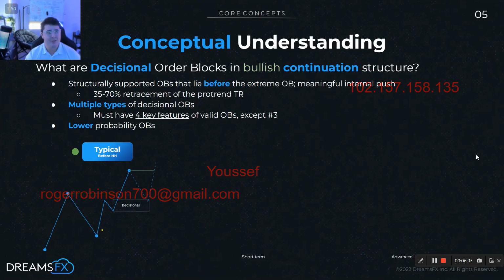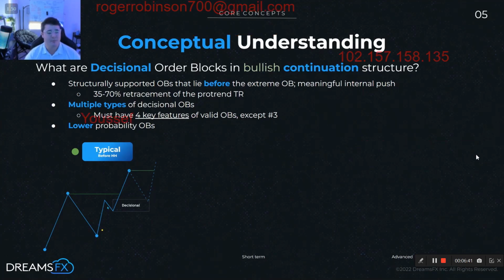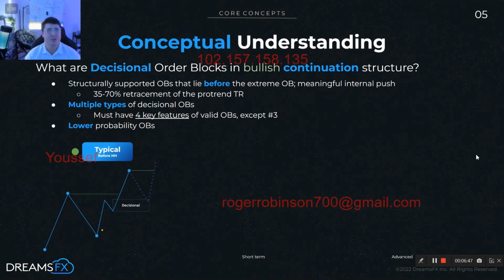Decisional order blocks: it decided to make a higher high rather than reversing. It decided to have a little bit of a pullback before making the next expansive move. That's what we mean by meaningful internal push. First push, second push, that's where your decisional is. The majority of times, 80+% of the time, that is where your decisional is going to be located from a conceptual perspective when it comes to pushes.